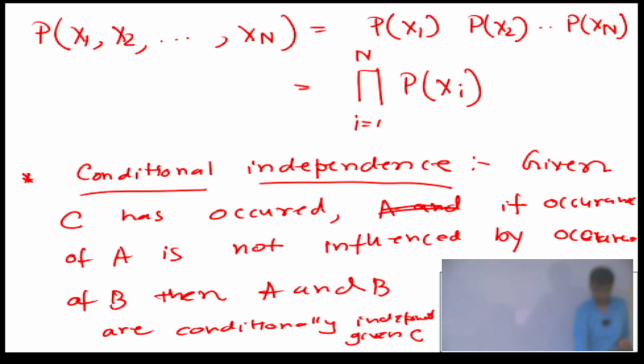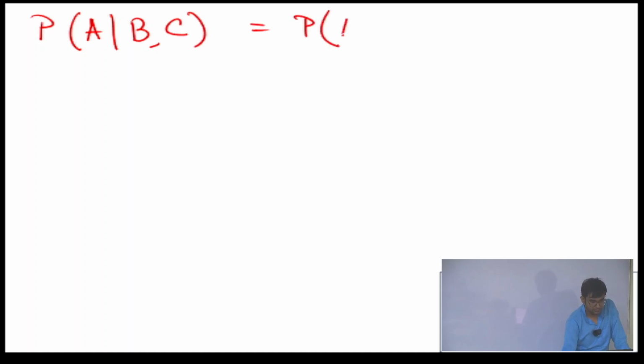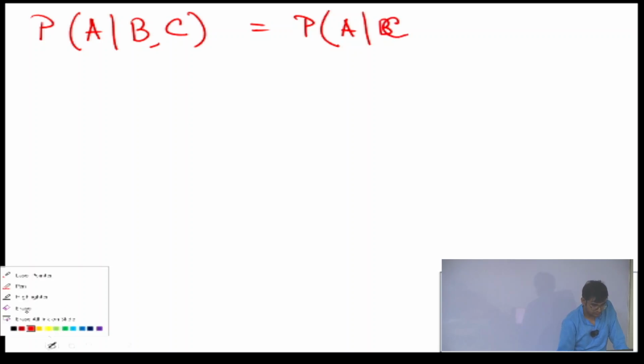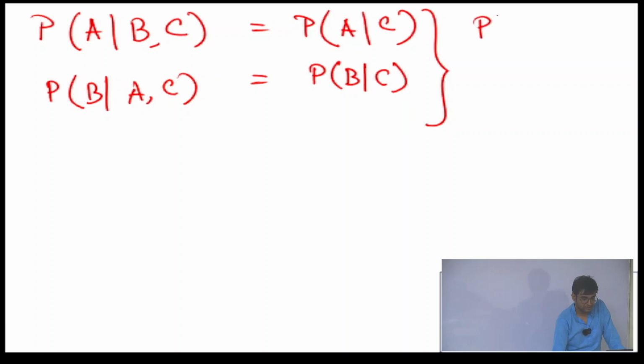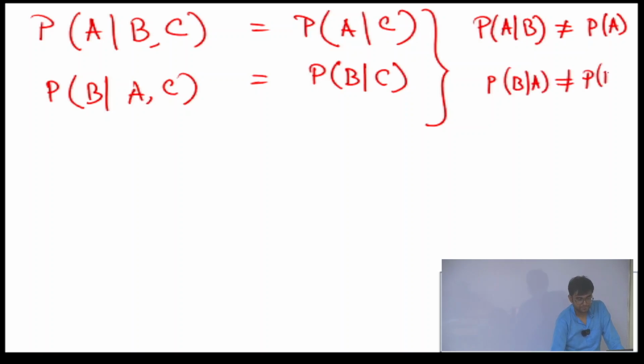Mathematically, it is probability of A given B comma C is equal to probability of A given C, and probability of B given A comma C is equal to probability of B given C, but probability of A given B is not equal to probability of A, and probability of B given A again is not equal to probability of B. And this can easily happen.